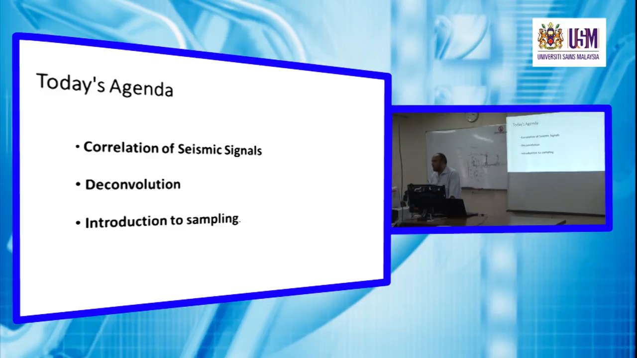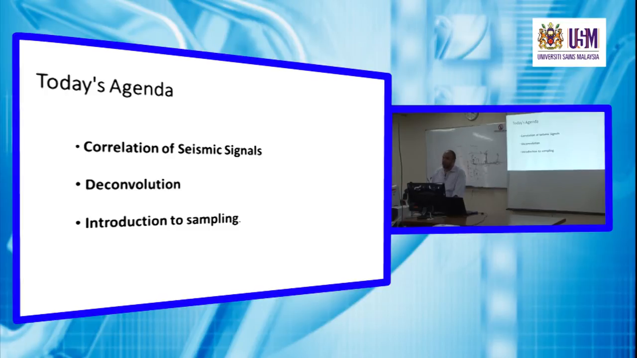As we said at the start of this course, our intention is to enhance signal to noise ratio so that we can define seismic reflection energy clearly, and then we can use this clear image to model the subsurface and define structures and depths to interfaces of the subsurface. Then we are going to give a small introduction about the sampling or discretization of seismic signals.